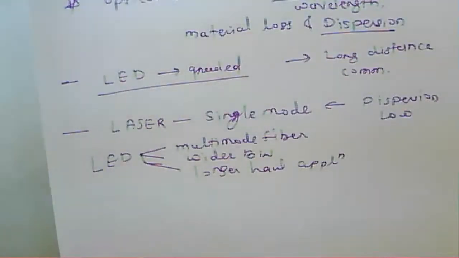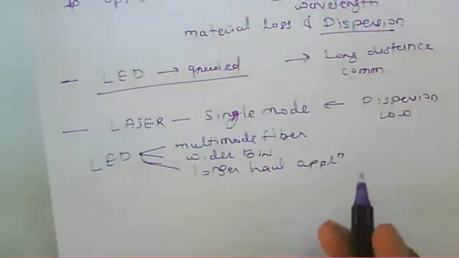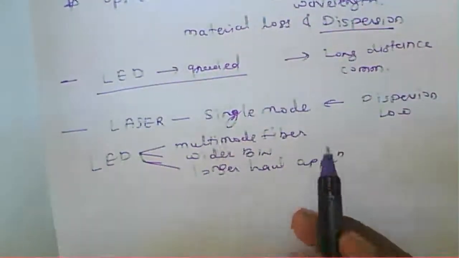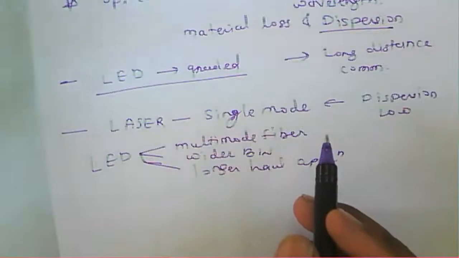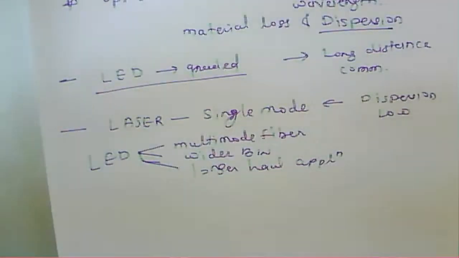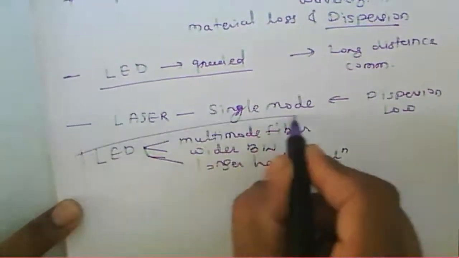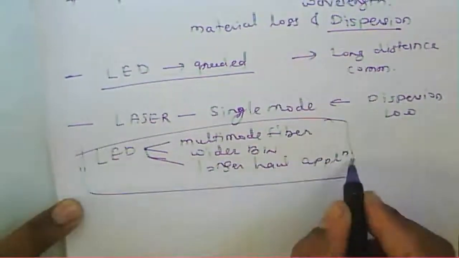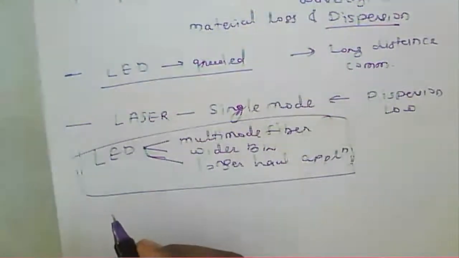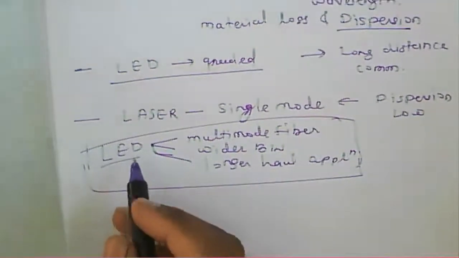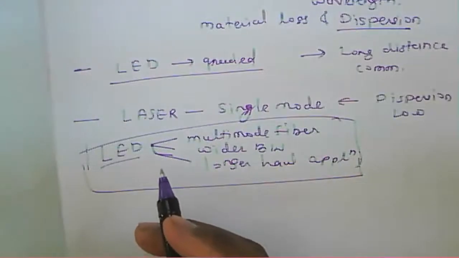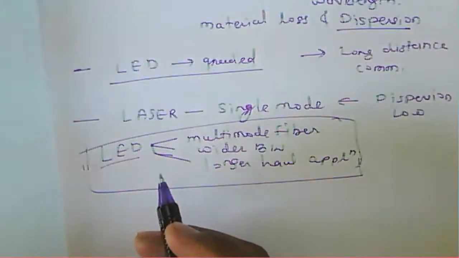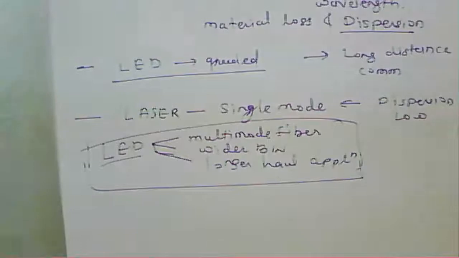But if you consider a laser, it can be used for very long haul application, and it has an extra wide bandwidth. So in most multimode applications you can see that an LED is used, because it will operate with a multimode fiber.